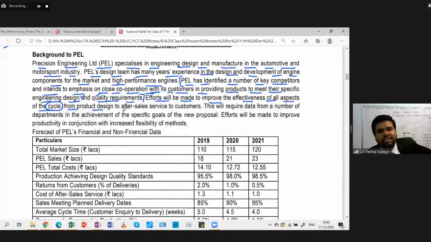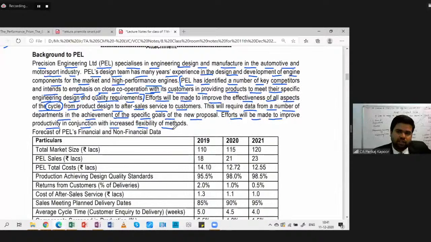Further, from the product design to the after-sales service to the customer. This will require data from a number of departments in the achievement of the specific goal of the new proposal. Efforts will be made to improve productivity in conjunction with increased flexibility of the method. So it is mentioned that you will try to enhance your flexibility, not only increasing your productivity and focusing on customer satisfaction, you are also working on flexibility. So you can see all the terms, the nomenclature which we studied in this model, the performance pyramid, are purely applicable to this particular question.